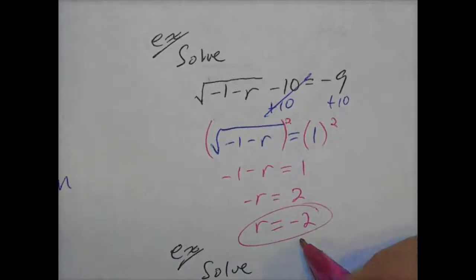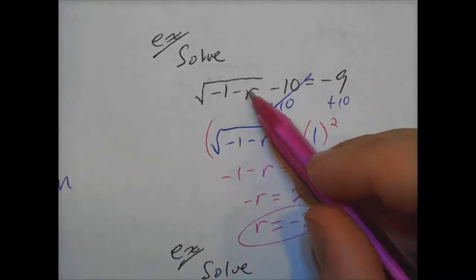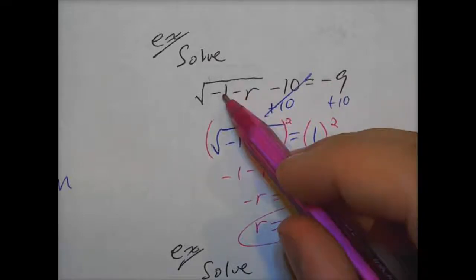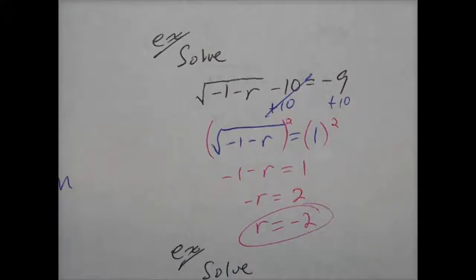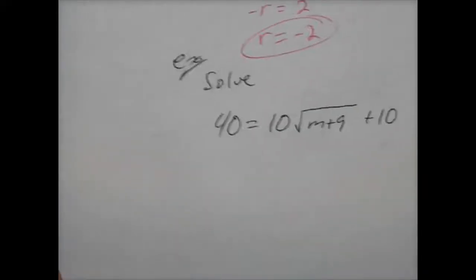Now if I plug it back into my original function, I have minus a negative 2, which is positive 2. So this is 2, and negative 1 make 1. The square root of 1 minus 10 is indeed negative 9. Happy day.